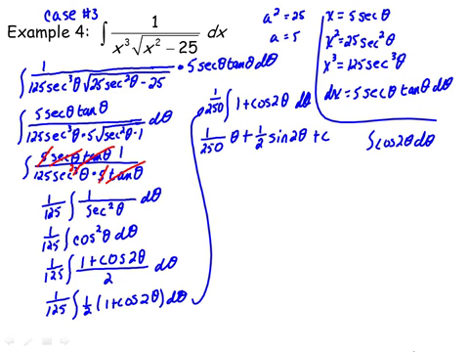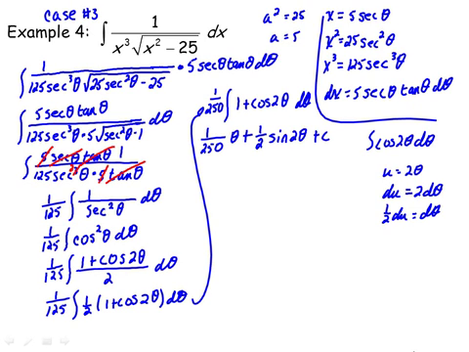Why? Well, the integral of cosine 2 theta d theta: u is not just theta, it's 2 theta. So you have to use compensation. If u is 2 theta, then du is 2 d theta. I don't have a 2 d theta, I just have a d theta. So you're going to have to use the 1/2 du to get the d theta. Anytime your argument is not just the variable, you have to use compensation.